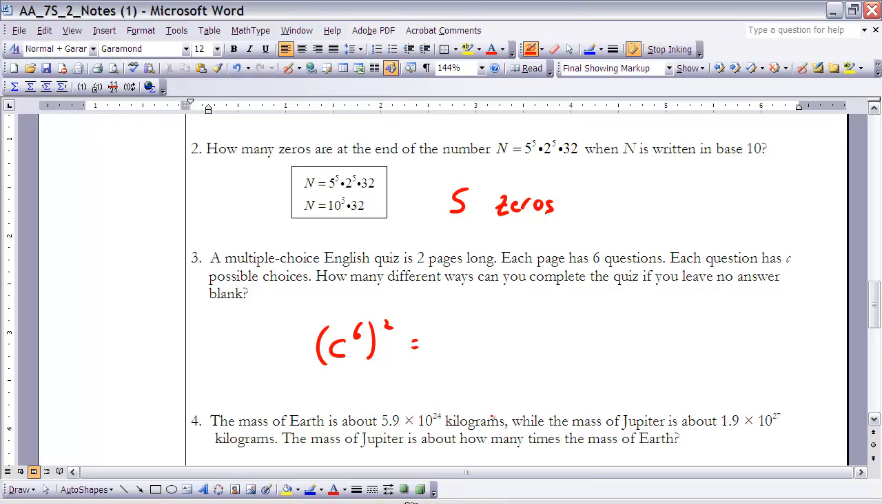So that would be a power of a power. Therefore, I can say C to the 6th times the 2nd, or C to the 12th power would be the number of different ways that I could answer that quiz.